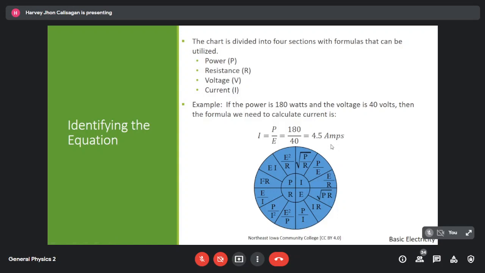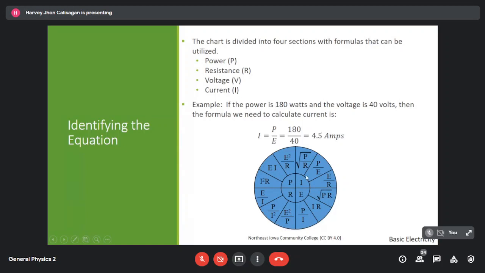So what are the formulas that we can use later if we will be calculating the power? We have E squared divided by R. We have P is equal to E times I, or V times I. We also have P is equal to I squared times R. If we will be looking for the resistance, we can use the following: the voltage divided by the current, the power divided by the current squared, and the voltage squared divided by the power.